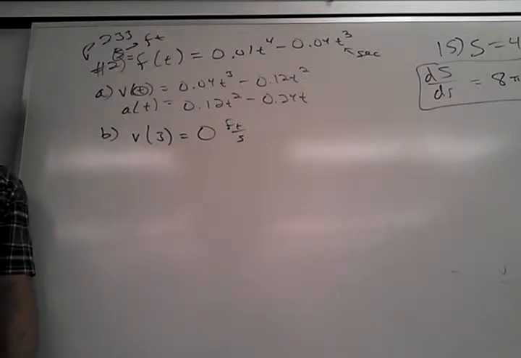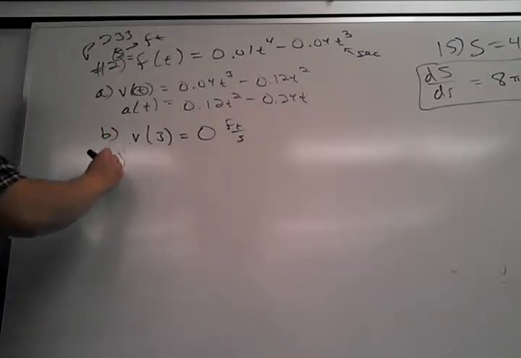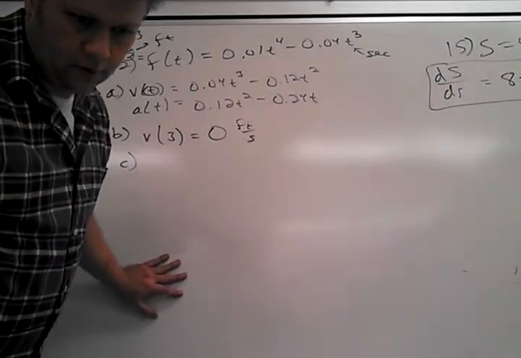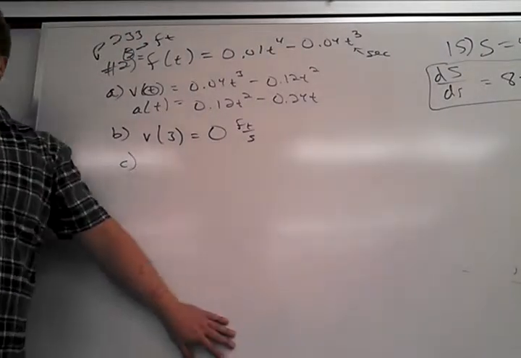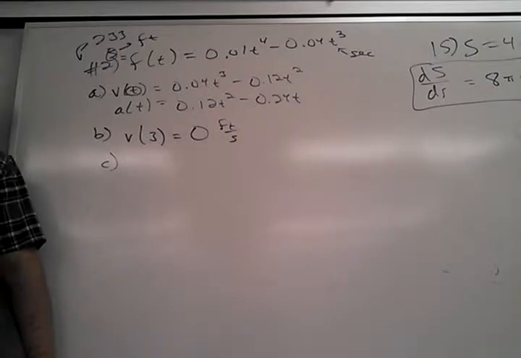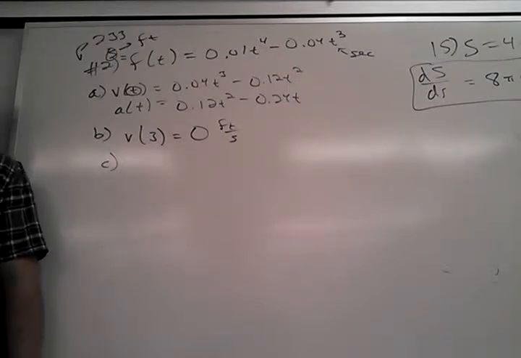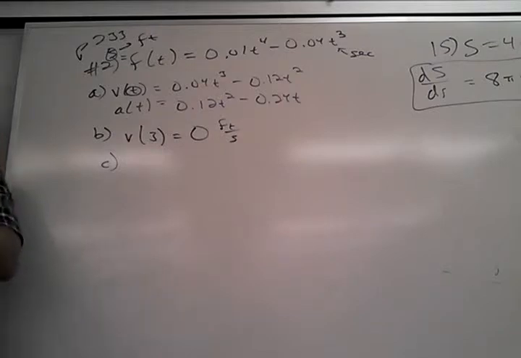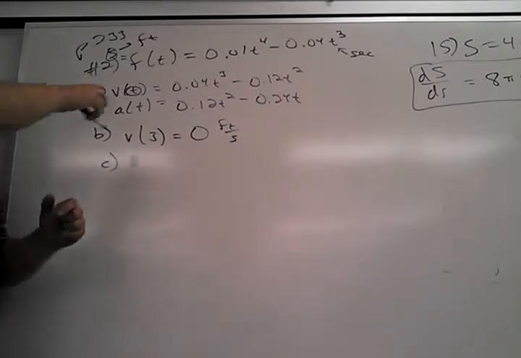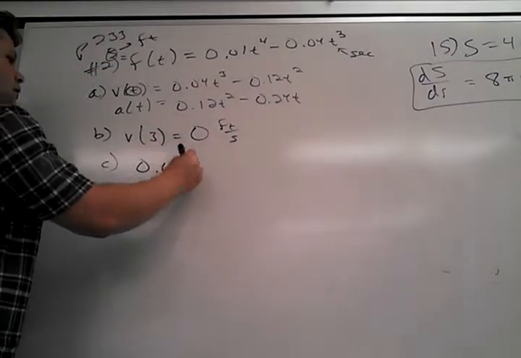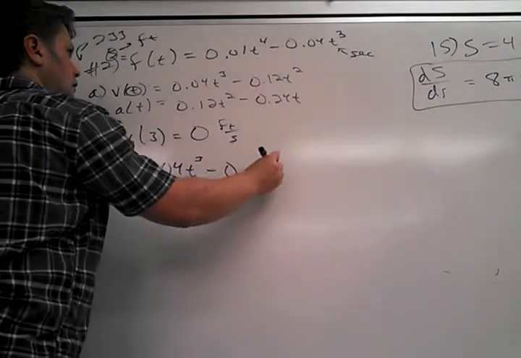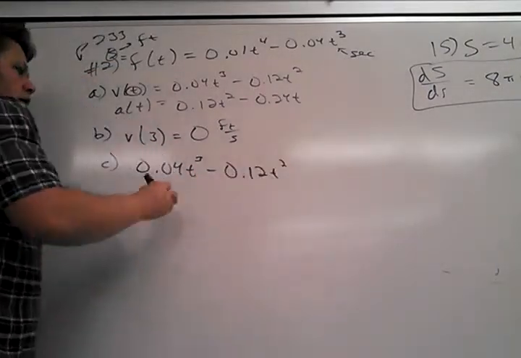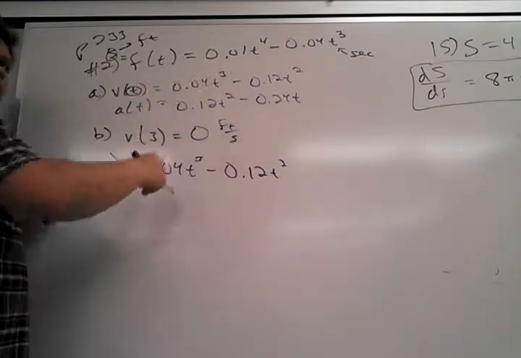Part C, when is the particle at rest? This is a perfect example of translating the question into something that makes more sense, into more mathish, pseudo-math. Particle at rest means velocity 0. It's not moving, so velocity is 0. So if I set that equal to 0, I already know it's at 3, and I already know it's at 0. And there's at most 3, so I only got 1.